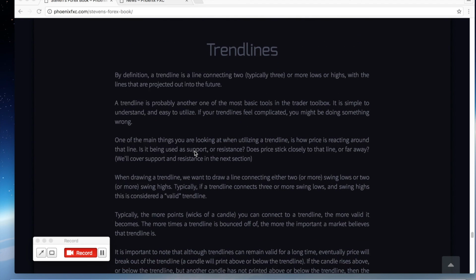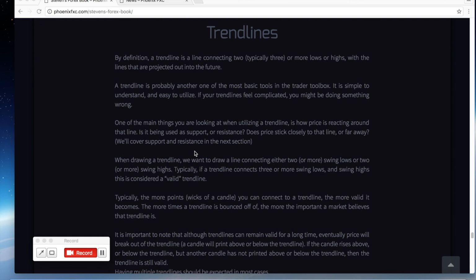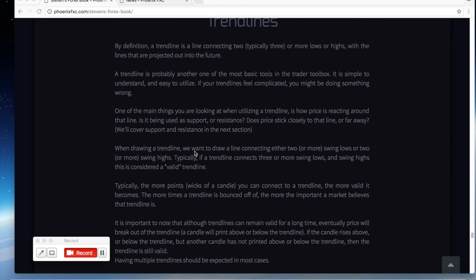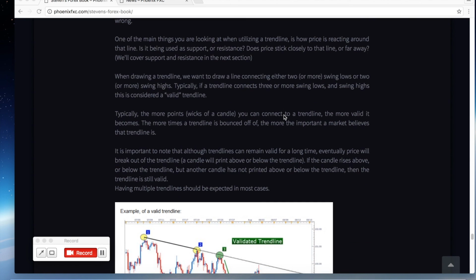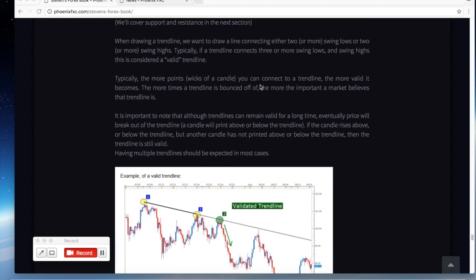So trend lines are one of the most basic tools in the trader's arsenal. They're like support and resistance lines. Like we went over earlier, you're going to want to connect, I would say typically, three or more highs or lows with a trend line to make it valid. You want to look at how price is reacting around the trend line, and that's going to tell you what price could possibly do.